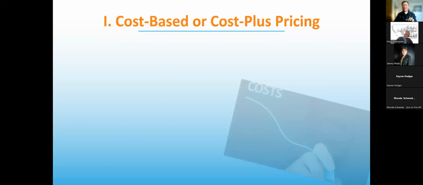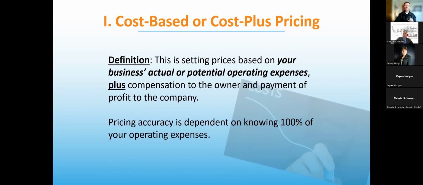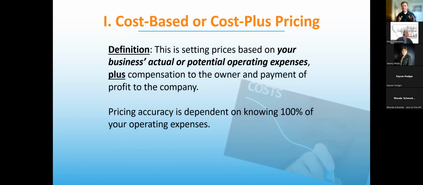Now, the point of what we're talking about today is to add definitions to this and to ensure that when you're setting your prices, setting your rates, that they include cost information. This is setting your prices on your business's actual or potential operating expenses, making sure that you're also including compensation to you as the owner and payment of profit to your companies so that not only you're living your life, but your business is viable as well.